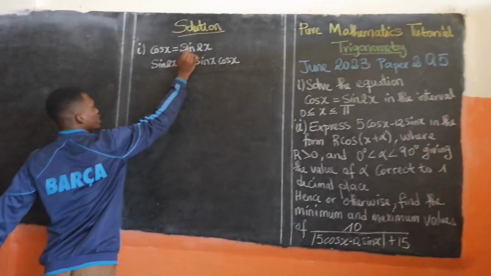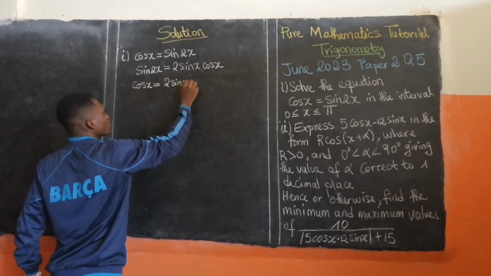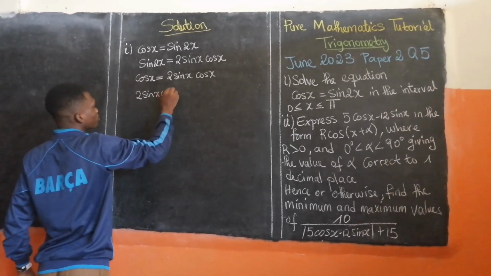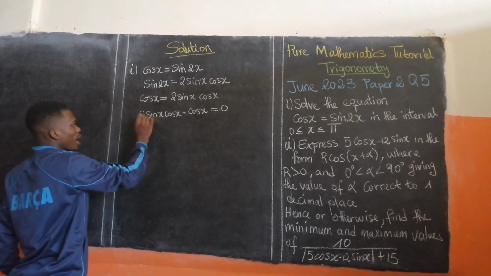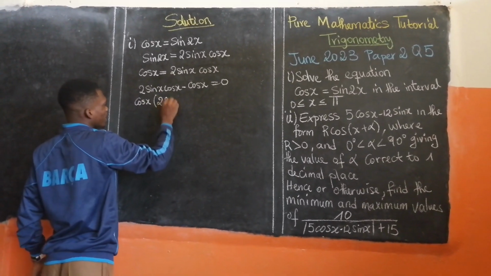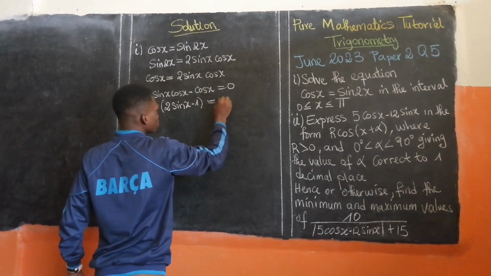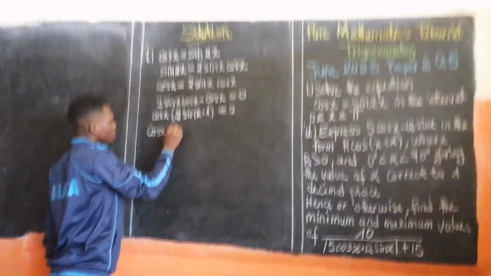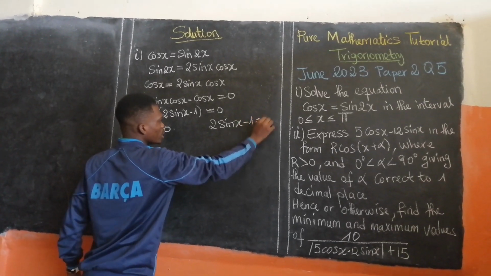Alright, so we're going to fit it here, and we have that cos x is equal to 2 sin x cos x. And from there, we now have that 2 sin x cos x minus cos x is equal to 0. And so we factor out cos x. Here we're going to be left with 2 sin x minus 1 equal to 0. And so from here we have that either cos x is equal to 0 or 2 sin x minus 1 is equal to 0.